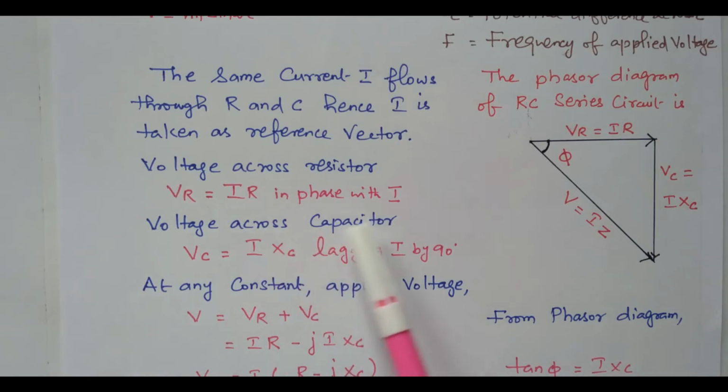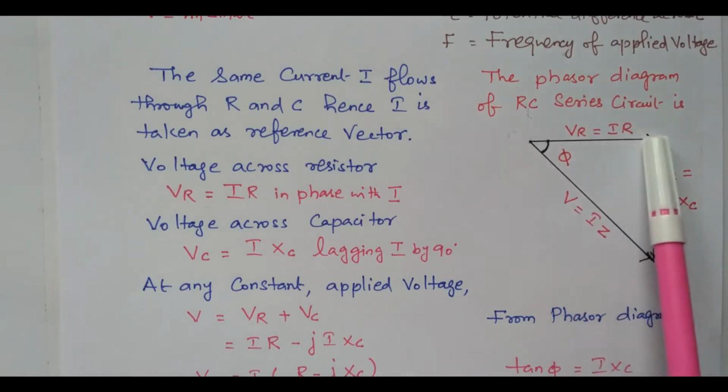The voltage across the capacitor VC equal to I into XC. This XC is nothing but the capacitive reactance. In the capacitor, the current is leading, otherwise the voltage is lagging the current by 90 degrees. Current is leading in a capacitive circuit, in other words the voltage is lagging the current by 90 degrees. So the voltage is now lagging the current. Based on that we have the vector diagram, the phasor diagram.